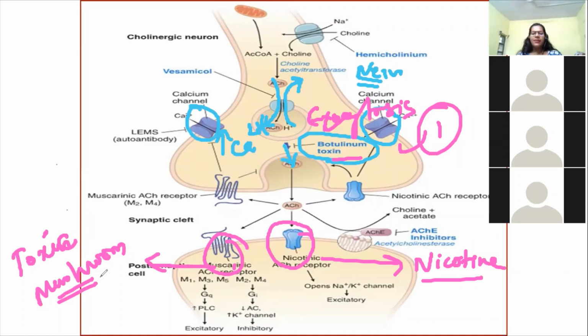Now, if your acetylcholine goes and binds to these odd number receptors, that is M1, M3 and M5, you can see it is causing the excitatory impulse. If it is binding to M2 and M4, then it is causing the inhibitory. So what do we mean by excitatory and inhibitory nerve impulse? Either it is going to allow the signal, or it is going to block the signal, or stop the signal passage.